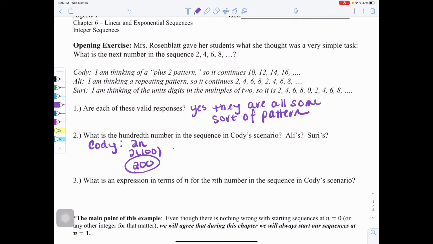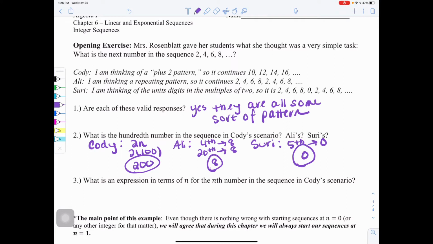If we look at Allie, if we notice the pattern, every fourth number is an 8. Luckily for us, 100 is also a multiple of 4, so that means Allie's term is an 8. If you look at Suri's, the 5th term is always going to be a 0. 100 is a multiple of 5, so we know that the 100th term is going to be 0.